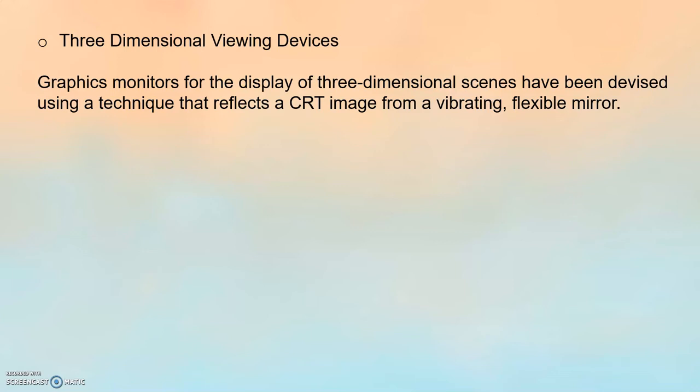As the varifocal mirror vibrates, it changes focal length. These vibrations are synchronized with the display of an object on a CRT so that each point on the object is reflected from the mirror into a spatial position, corresponding to the distance of that point from a specified viewing position. This allows us to walk around an object or scene and view it from different sides. Let's see the figure.